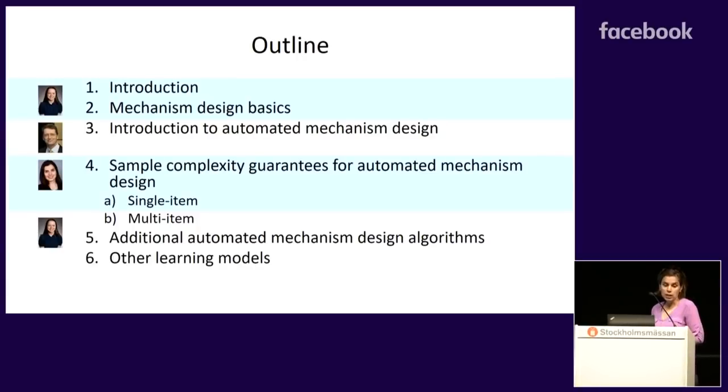Okay, and in terms of the structure of the tutorial, just to get you up to speed, or just to remind you in case you are familiar with what mechanism design is, we'll start with mechanism design basics and a very high-level overview, and Ellen will present that part. Then we'll talk about automated mechanism design, and Tuomas will present that part. Then I'll present formal guarantees, in particular sample complexity guarantees for automated mechanism design. And then Ellen will conclude by putting this into a broader context and discussing open directions.